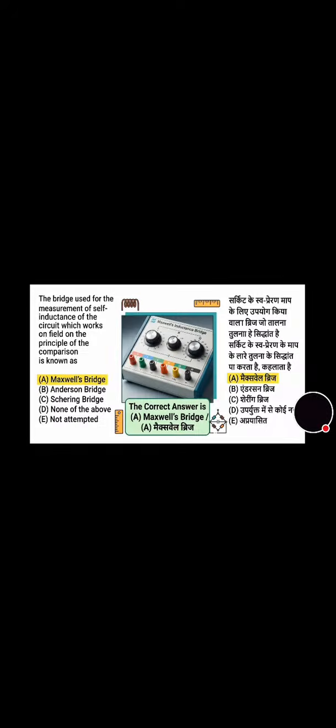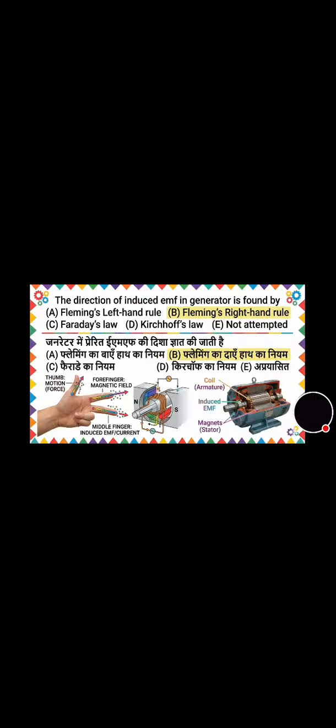Now next question, very important question. The direction of induced EMF in a generator is found by, the correct answer is option B, Fleming's right hand rule. Now move towards the next question, which is related to power factor.